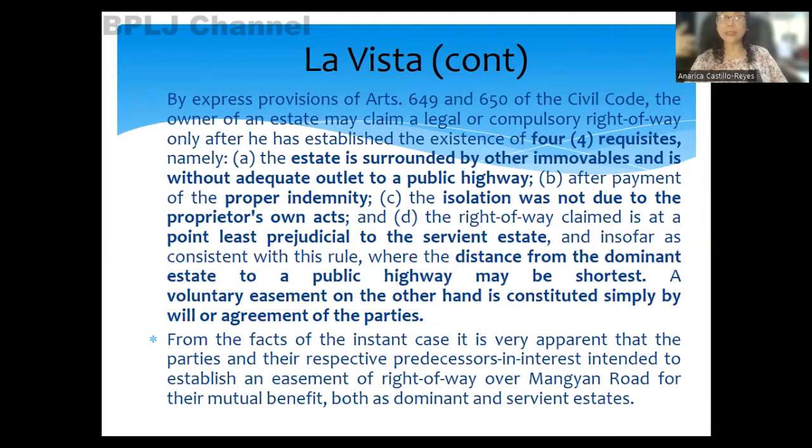the four requisites as follows are present. The estate is surrounded by other immovables and is without adequate outlet to a public highway. After payment of proper indemnity, the isolation must not be due to the proprietor's own acts, and the right-of-way claim is at a point least prejudicial to the servient estate, and insofar as consistent with this rule, when the distance from the dominant estate to a public highway may be the shortest. A voluntary easement, on the other hand, is constituted simply by will or agreement of the parties.